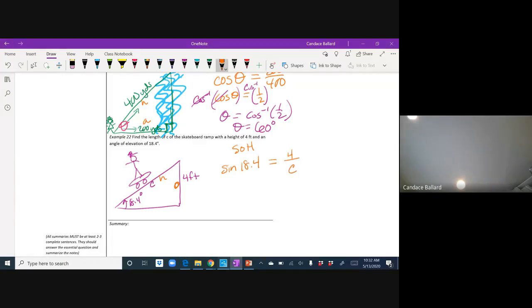So this is the one where the variable's in the denominator. I'm going to multiply both sides by that C. I don't always show that step, but because we are distance learning right now, we're going to show that step.